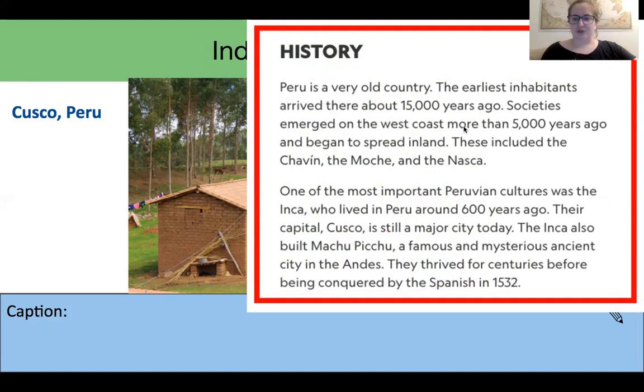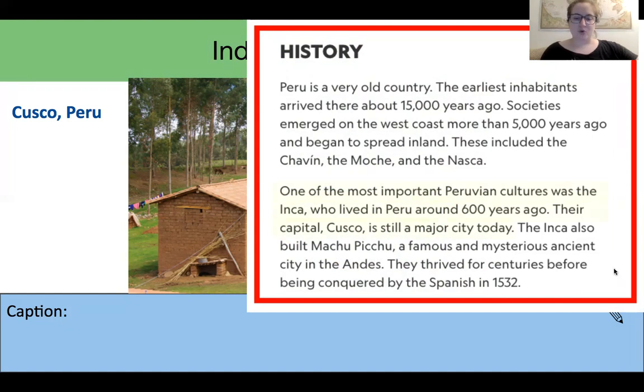Societies emerged on the west coast more than 5,000 years ago and began to spread inland. These include the Chavin, the Moche, and the Nazca. One of the most important Peruvian cultures was the Inca, who lived in Peru around 600 years ago. Their capital, Cusco, is still a major city today. The Inca also built Machu Picchu, a famous and mysterious ancient city in the Andes. They thrived for centuries before being conquered by the Spanish in 1532.